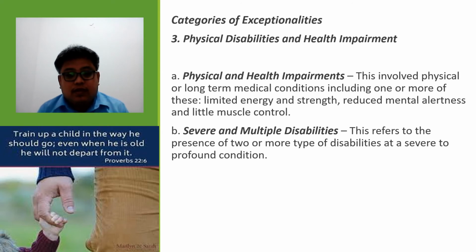The number three category of exceptionalities is the physical disabilities and health impairments. There are two types of physical disabilities and health impairments. The first one is the physical and health impairments. These involve physical or long-term medical conditions including one or more of these: limited energy and strength, reduced mental alertness, and little muscle control. Letter B is severe and multiple disabilities. This refers to the presence of two or more types of disabilities at a severe to profound condition.